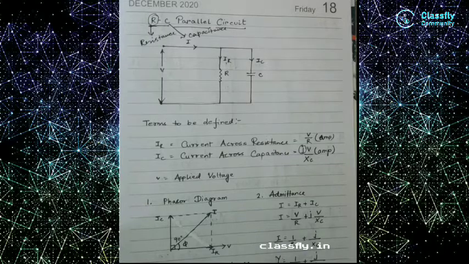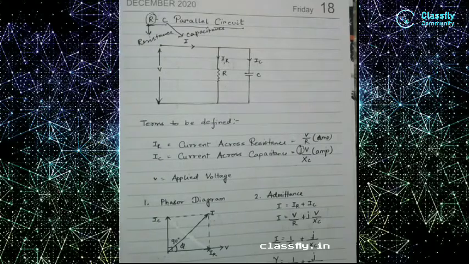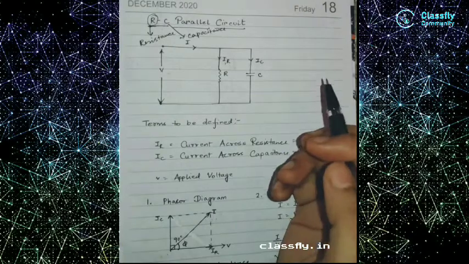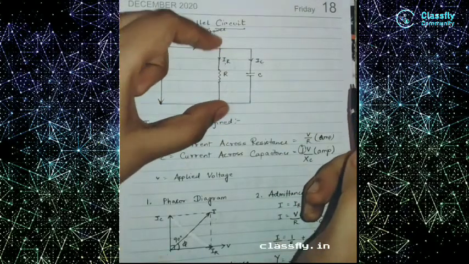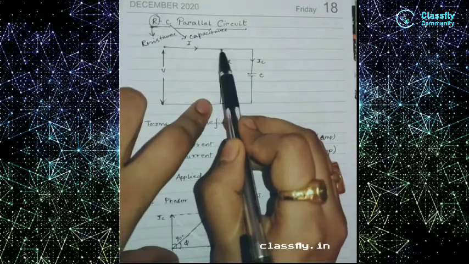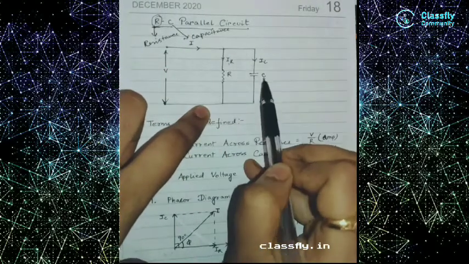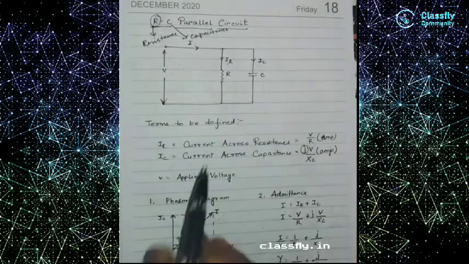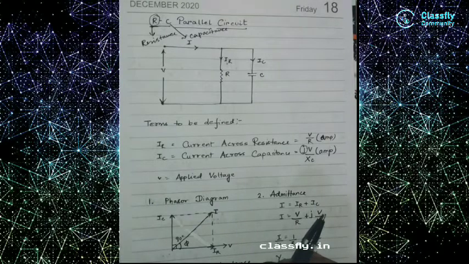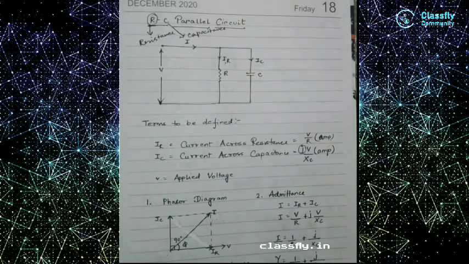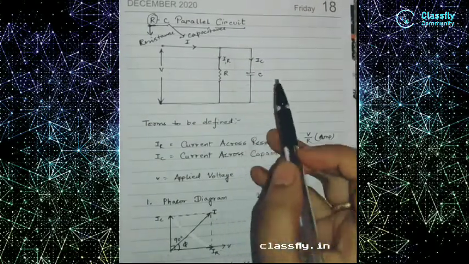that in the parallel circuit the current, I, will be IR for the resistance. That means R, the resistance, will have its own current. This I will get divided from this junction, and this I will move to C and it will become IC, and for the resistance it will become IR. But the voltage will be the same for both the R and the C.